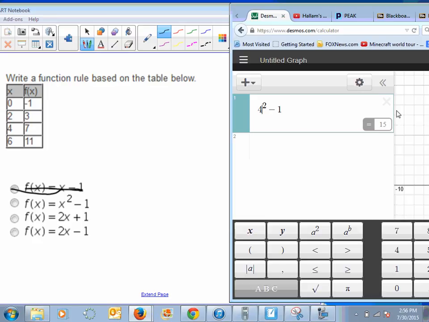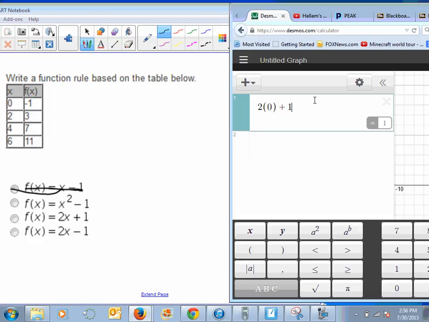Let's take a look at the next one. Now I'm going to put this in parentheses: 2 times 0 plus 1. We get 1. Well, we should get a negative 1. So this is not it either.